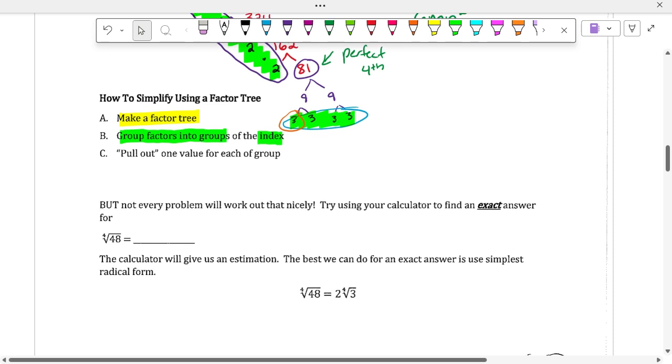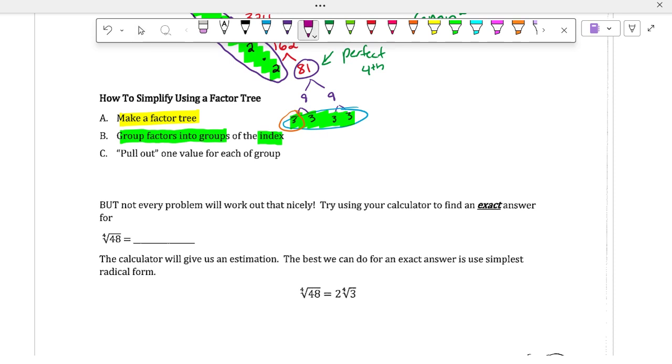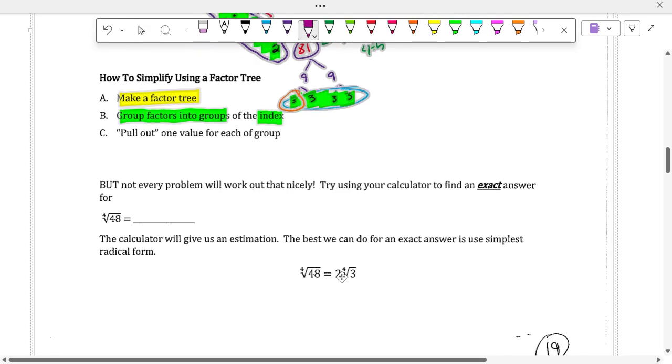And again, not every problem will work out nicely. So, for example, 48, fourth root. 48 is not a perfect fourth. It's a perfect cube, but it's not a perfect fourth. So if we try using our calculator to find an exact answer, you won't actually get it. But the best we can do is the radical form, which they did as 2 to the fourth power, 2 times the fourth root of 3.